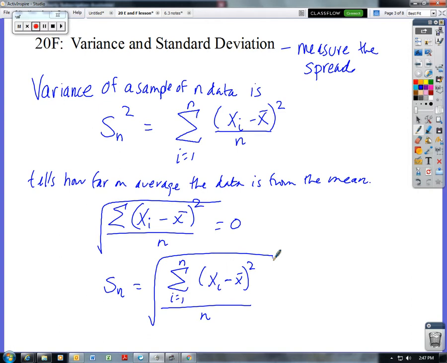The standard deviation, is it resistant or non-resistant? Is the mean going to affect it? Well, the mean is going to affect it. In fact, the mean is part of it. So the standard deviation, S sub n, is non-resistant because it is affected by the mean. It's not resistant to the mean.